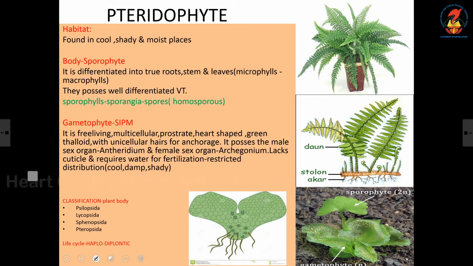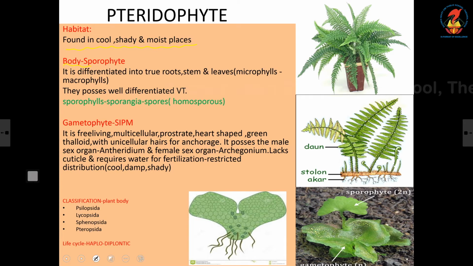The third division coming under cryptogams, pteridophytes, they are called the vascular plants. They are found in cool, shady places. It's very common. You will have seen this. Now it's grown in pots. It has ornamental value now, and also for flower decoration, for making bouquets, we make use of these fronds called ferns. So where are they found? In cool, shady, moist places.